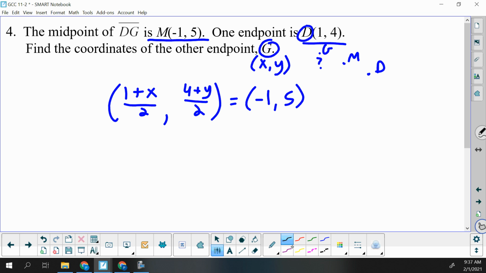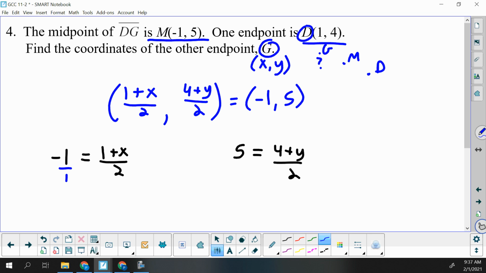So when you don't know one of the endpoints, but you know the midpoint, just call the endpoint you don't know xy, use your two endpoints to set up your midpoint formula, and then just make it equal to the actual midpoint. Well, now we're going to set up two equations. We're going to take the negative 1 that we know the x should be, and we'll set it equal to our x part, 1 plus x over 2. We'll take what we know the y should be, 5, and set it equal to 4 plus y over 2.